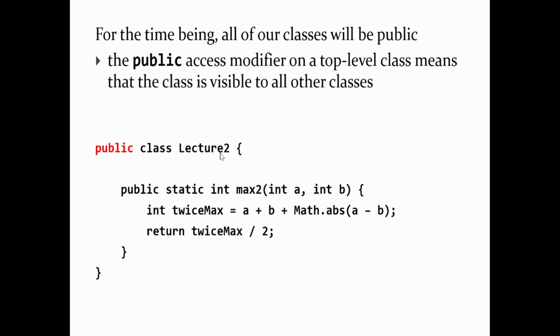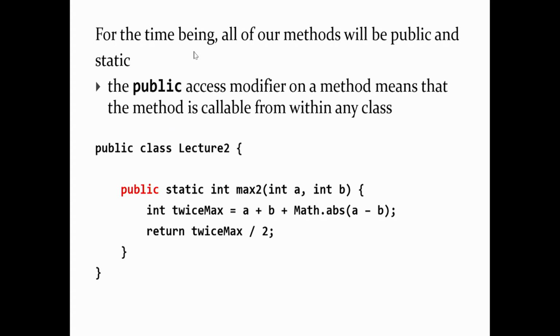There's public, and there's another. I have to be careful here because there are 4 access modifiers, but not all apply to classes. There are other access modifiers that you can use on a class. For now, everything's public.